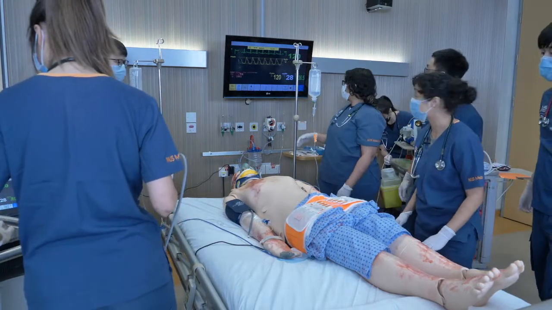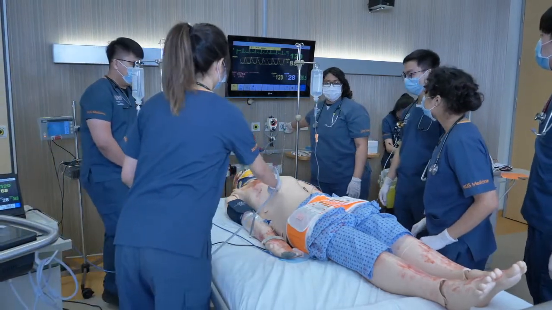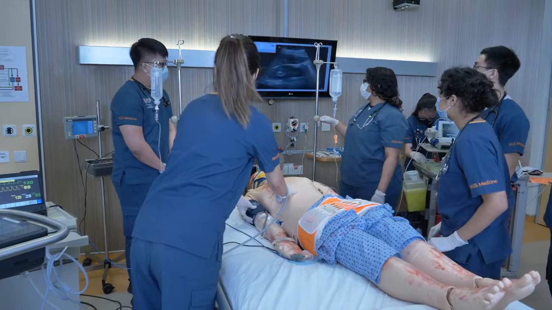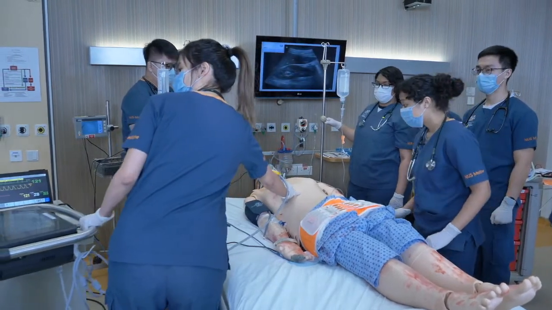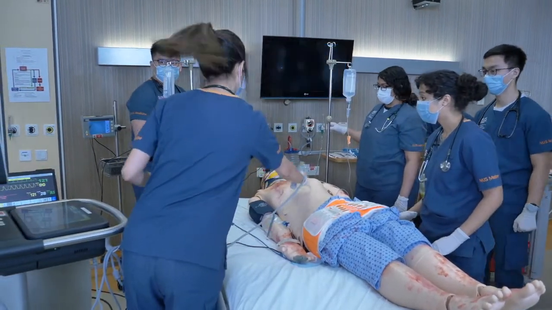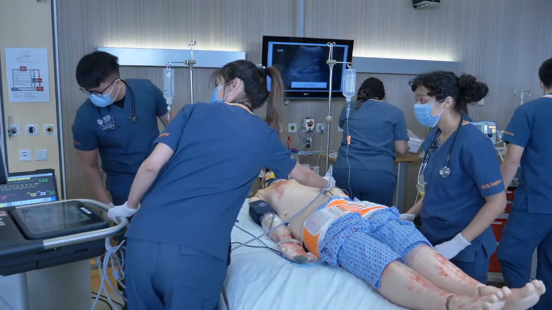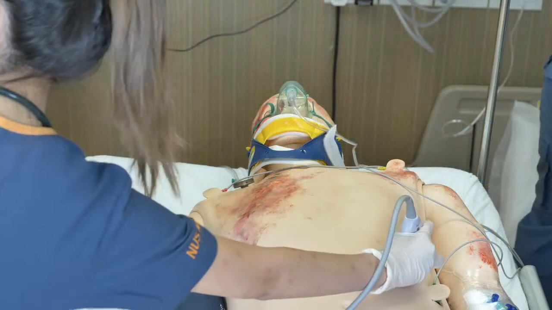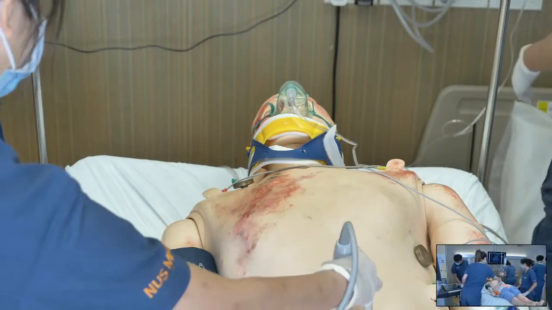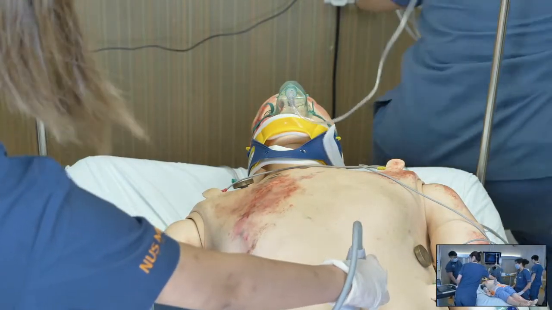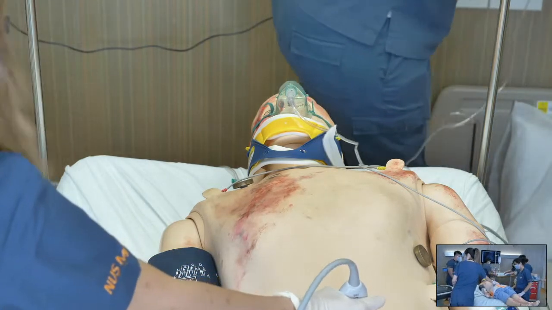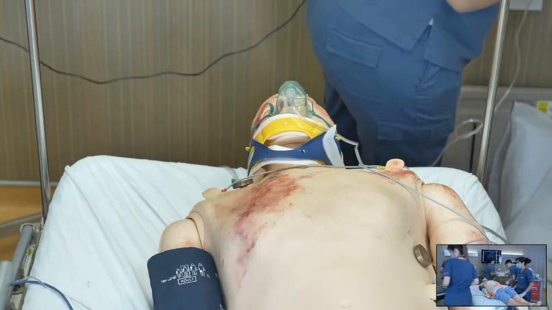I'm noticing that the saturation seems to be dropping. Oxygen is currently at max on NRM. Okay, blood pressure is also dropping. Okay, no free fluid in the Morrison's pouch. There's no bleeding noted in the abdomen on the right side. How about the left side? No free fluid in the left upper quadrant. Okay, and suprapubic area. No free fluid in the suprapubic area. Okay, let's look at the heart.